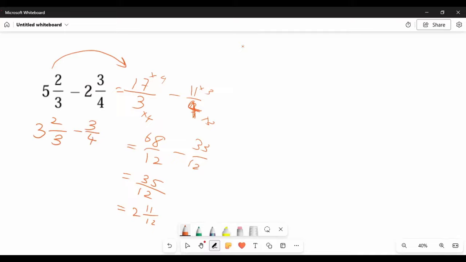Did I make sense? Simply, I took away the wholes here. Now we can use the normal method. 3 into 3 is going to give me 9. 9 plus 2, 11. Minus 3 over 4. Now I can make it the same denominators. So it's going to be 11 over 3 minus 3 over 4, which is 44 over 12 minus 9 over 12. So this also gives me the same answer, which is 35 over 12.